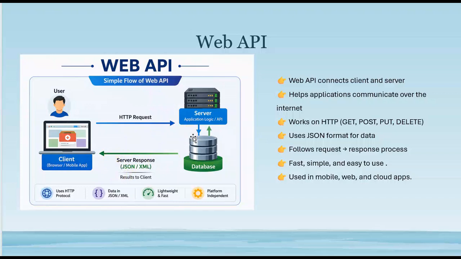The server contains the application logic, the API. It understands the request and processes it. The server may connect to the database to get or store data, and after processing, the server sends a response back to the client. The response is usually in JSON or XML format. Finally, the client shows that result to the user. So this is the web API. It connects the client and the server and works on HTTP methods like GET, POST, PUT, DELETE. It is very fast, simple and easy to use.